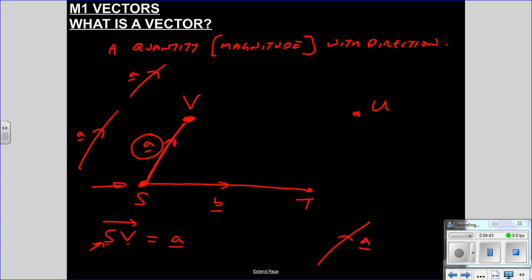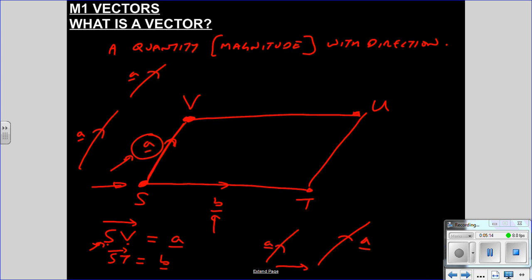So imagine if I drew this shape, this parallelogram. I've only defined two vectors, haven't I? I've defined A and I've defined B. So A is that kind of go northeast direction, and B is just go east direction. So how would I get to certain things? S to T, as we've defined, if I want to go from S to T, I would go via B. But what would the vector V to U be?